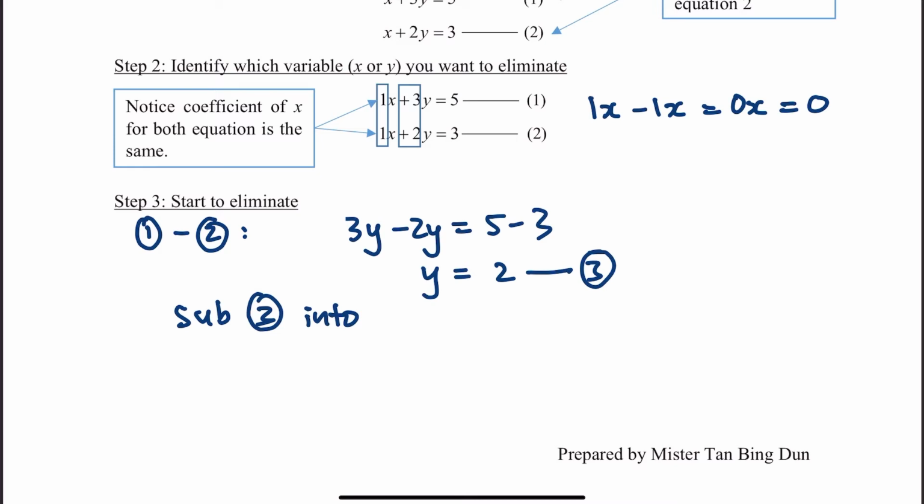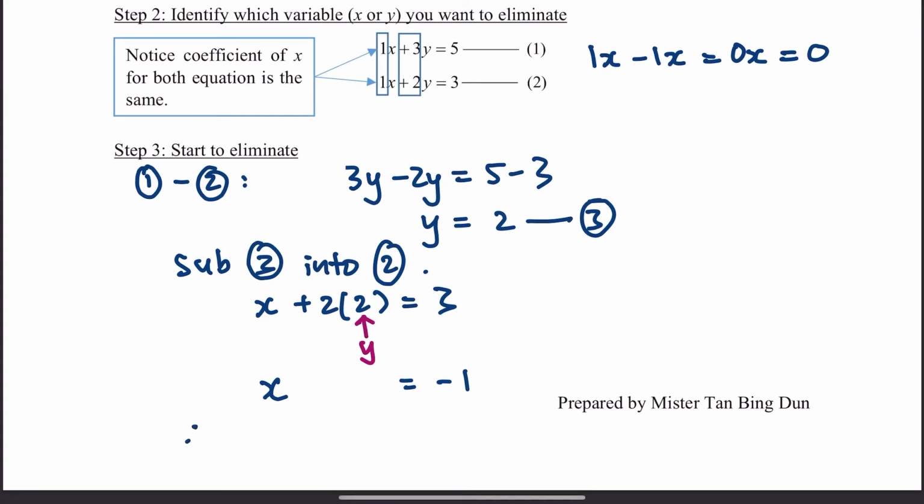You can say substitute y equals to 2 into equation 1 or into equation 2. I'm going to choose to sub this back into equation 2 because the numbers are just smaller, so it's easier to deal with. So x plus 2 times of y, which is 2, times of 2 over here. Alright, just let me annotate that, and equals to 3. So if I were to solve for x, what I'll have is x equals to 3 minus 4, which is just negative 1. So therefore, hence, my answer would be x equals to negative 1 and y equals to 2.